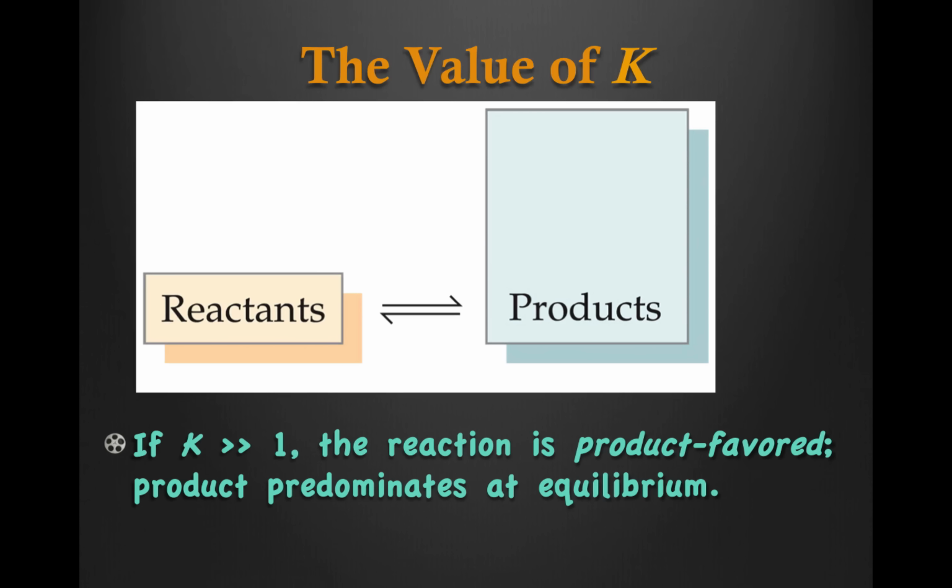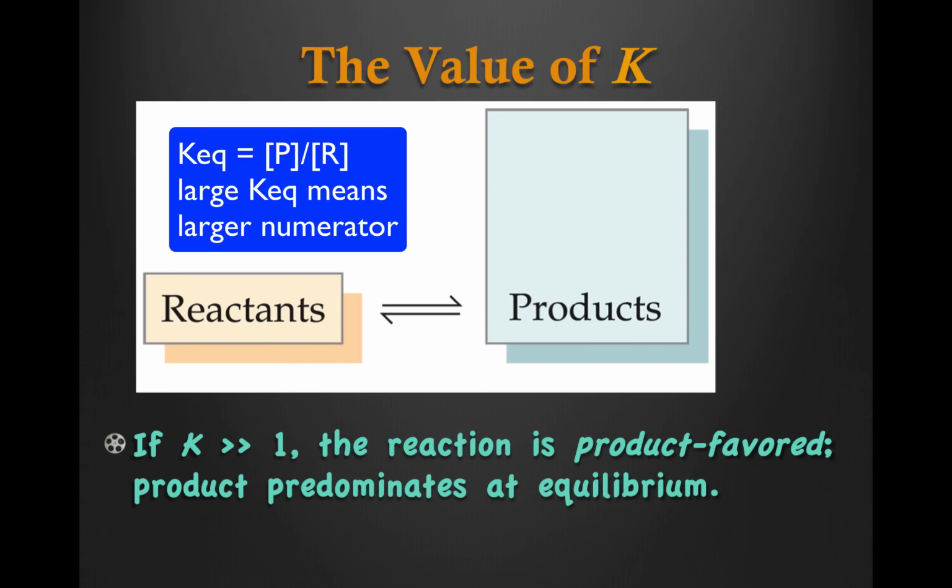Now, what does the value of the equilibrium constant mean? When K is greater than 1, that means that the reaction is product favored. Products predominate at equilibrium. That means that this reaction lies far to the right and the forward reaction is favored.